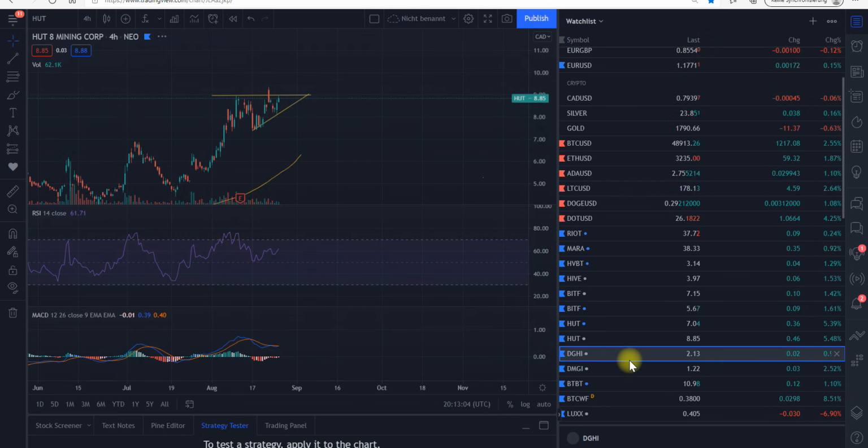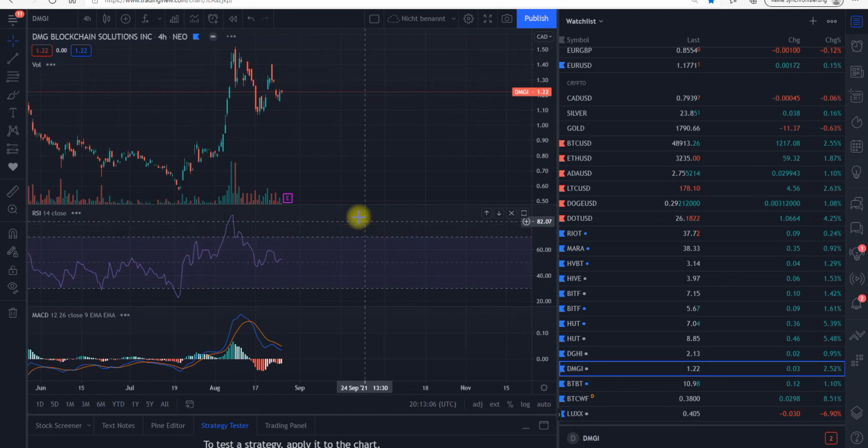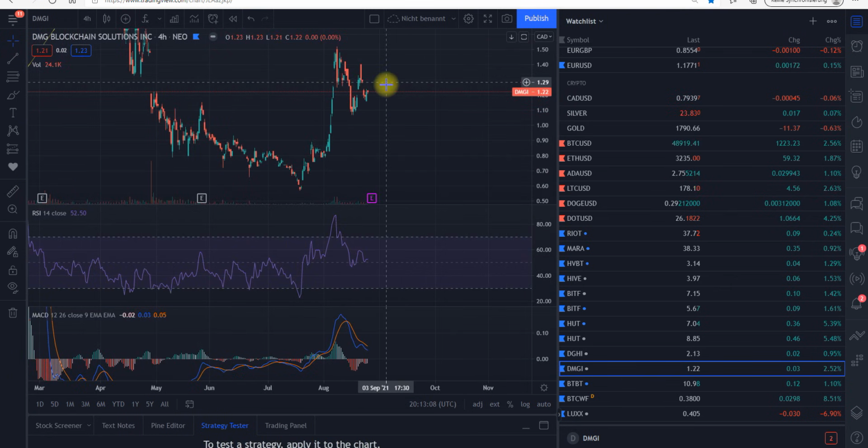DigiHost, not much happening here. DMG, since the breakout here, also consolidating sideways. I think we need a push from Bitcoin to get the next leg up for the miners.